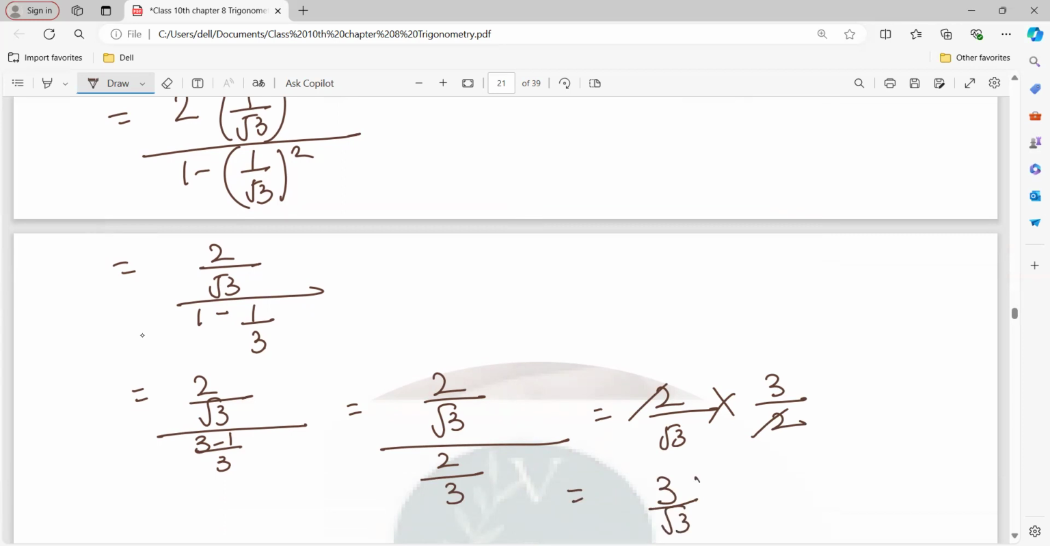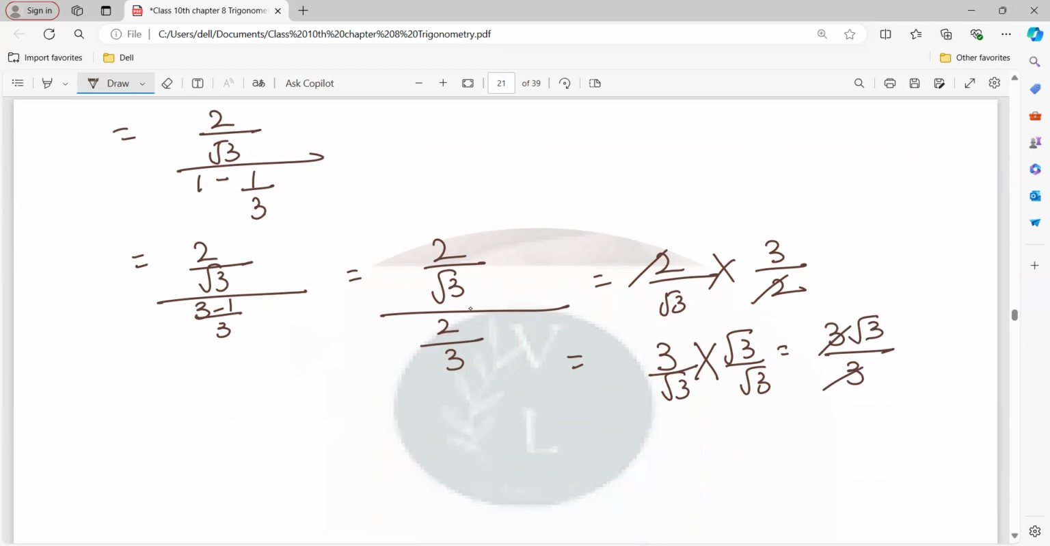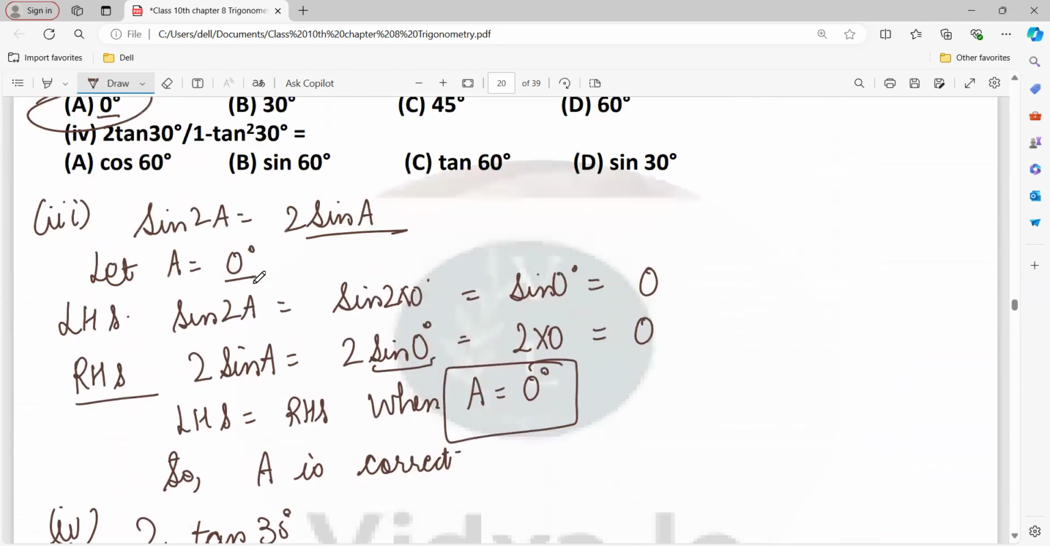So which can be written as, or if we rationalize it, we'll get 3 root 3 upon 3, where 3 and 3 will get cancelled out. So we'll get root 3 as the answer. Now let's see which option is the correct one.